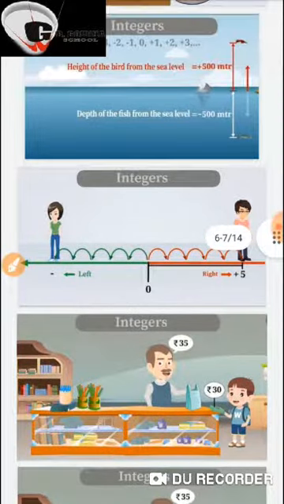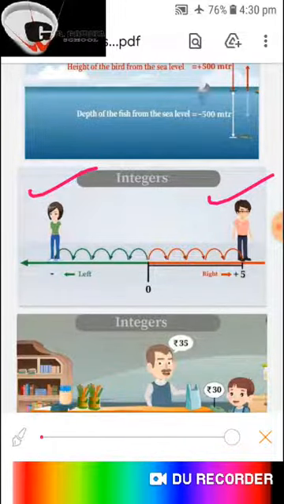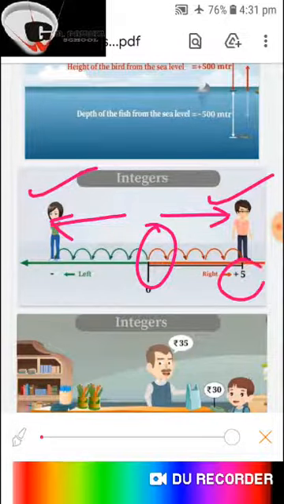Let us take another example. Suppose there are two students, Rahul and Ruchika. Suppose they start walking in opposite directions from a point 0. Rahul walks 5 steps towards right and Ruchika walks 5 steps towards left. We will represent it with respect to 0 as plus 5 and minus 5.